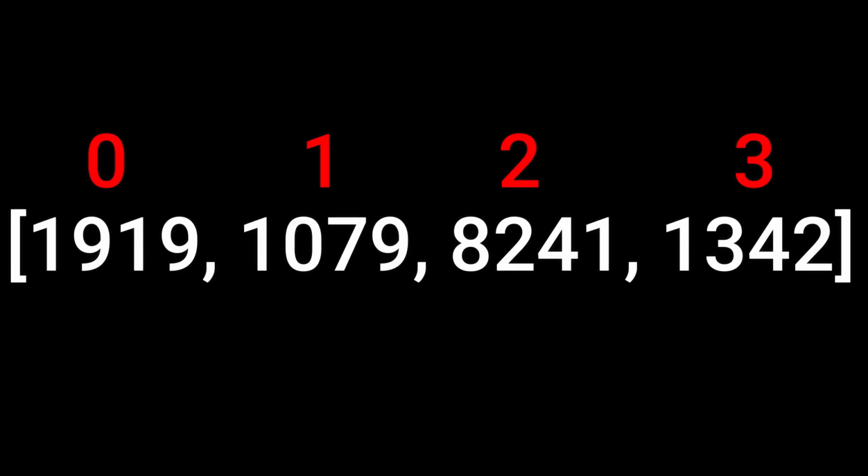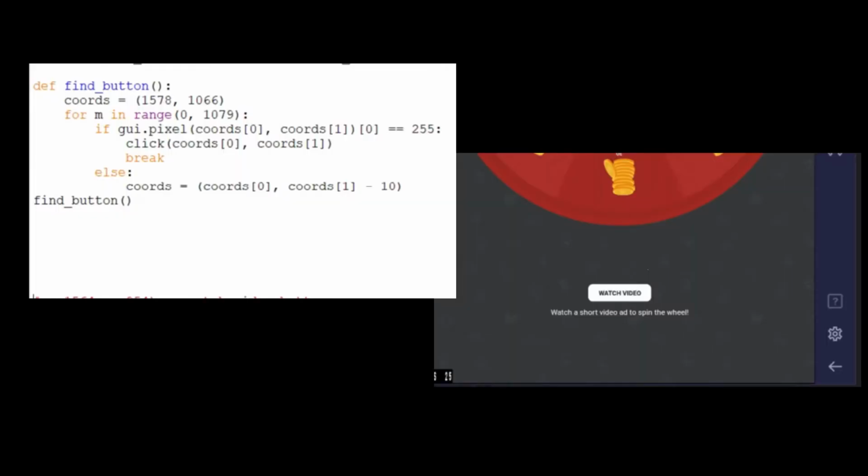For example, this coordinate will be counted as 0, then this one is 1, the one that follows will be 2, and so on. So we want our code to check each pixel, right? So we need to loop around each pixel, and to loop around, we use a for loop. So in this line, we want to repeat the code that is below this line for 1079, which is the height of my screen.